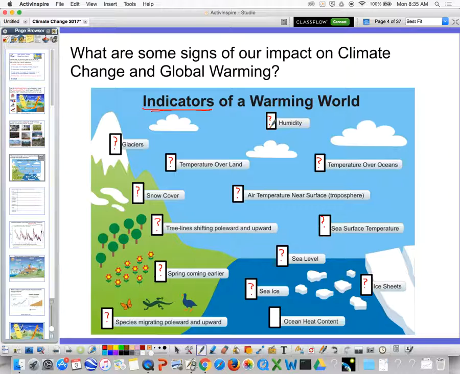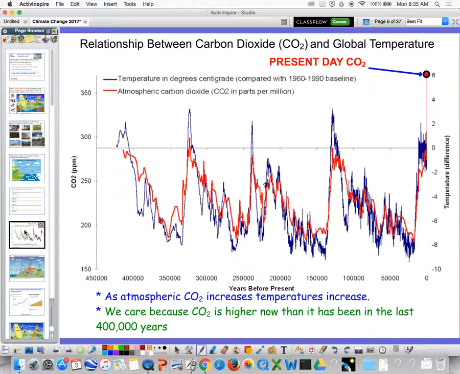One of the questions we often get asked when we do this unit is, what is some of the evidence? This large graph you see here, if you look at the top, shows the relationship between one rather important greenhouse gas, carbon dioxide, and the temperature of the Earth. Carbon dioxide is a greenhouse gas, and as the atmospheric CO2 increases, so does the Earth's temperature, because more CO2 will trap more heat, making the planet warmer.